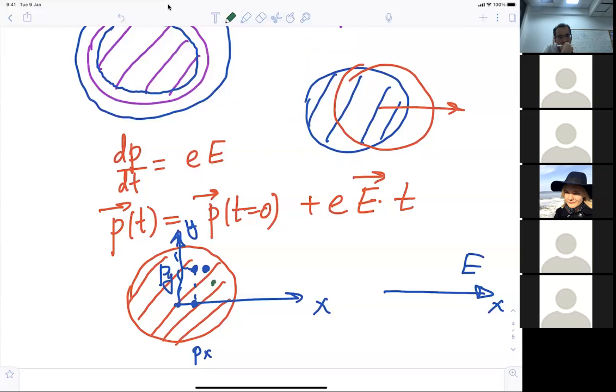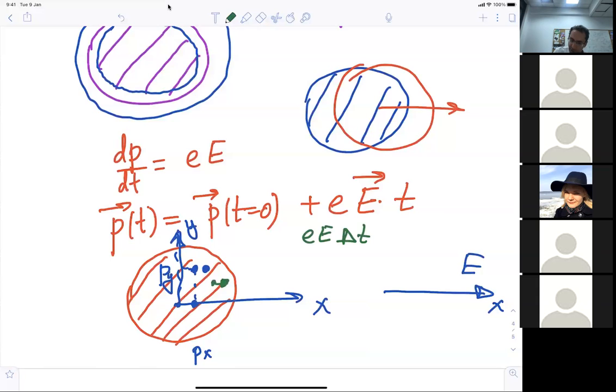Well, it will. Shouldn't it move to the right? It will move to the right. By what amount? By E times dt. So yes, the green point will also move by E times dt. So if we wait time dt, the green point moves in the X direction by E times dt.